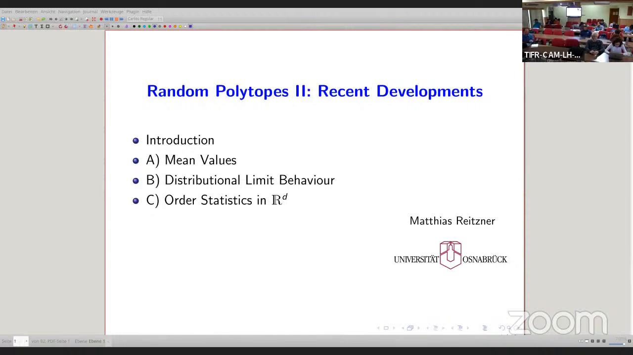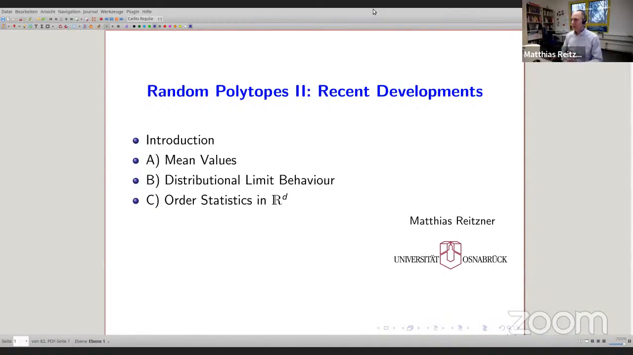Welcome everyone for the second session of second day. So Matthias Reisner will continue his talk, the second talk on recent advances in random polytopes. Thank you very much. I will continue, and the talk today is more a survey talk about more recent developments, and I will point out two subjects which I find of interest.